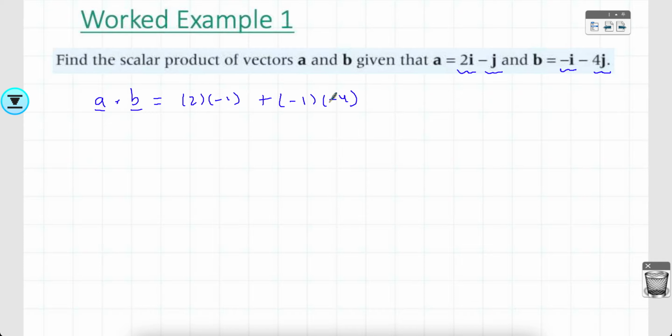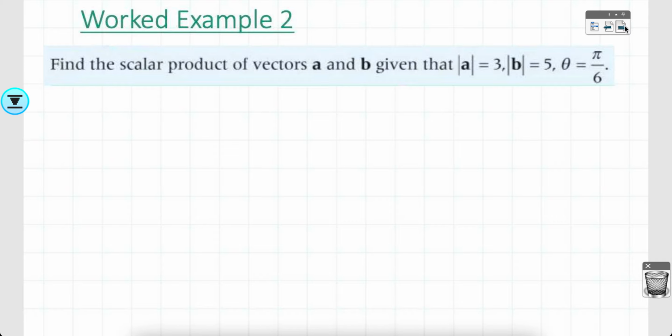I like to put my brackets in there and intentionally put the plus in there just so that I don't accidentally make an arithmetic mistake and then lose unnecessary marks. So this will just simplify to a 2. So the scalar product of these two is just a 2.